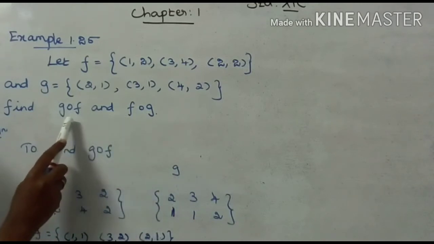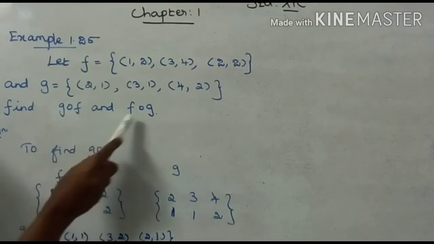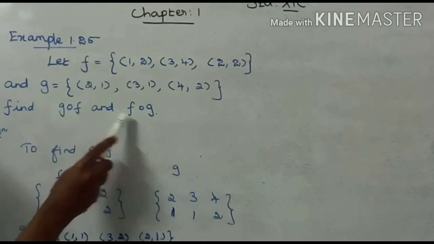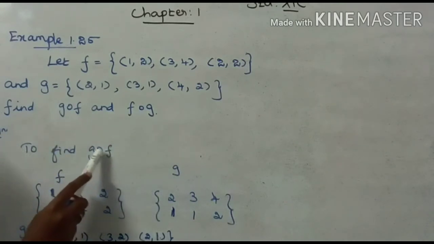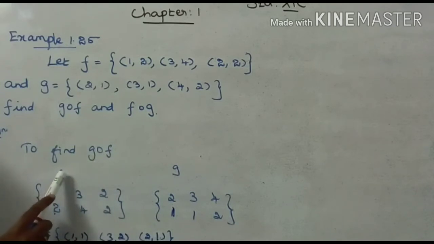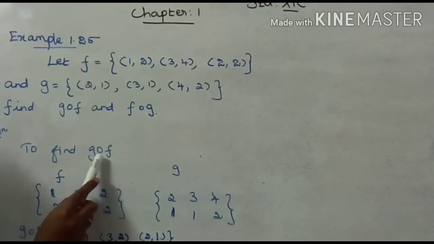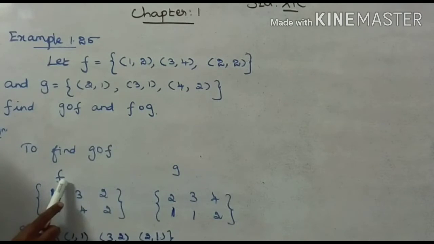I will read this one. F composite with g and g composite with f. So first of all, we calculate f composite with g. For f composite with g, first write the f function and then write the g function. This is one of the shortcut methods. I will explain it, so listen carefully. F composite with g: first you write the f function.